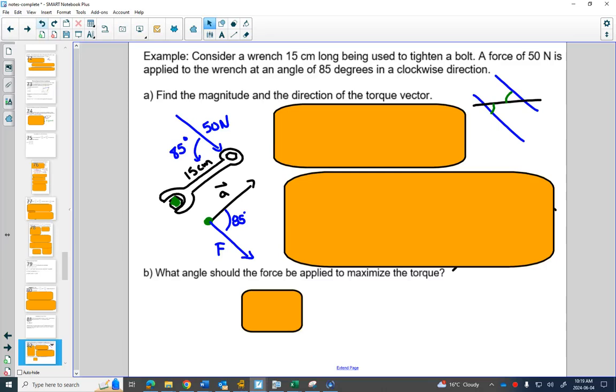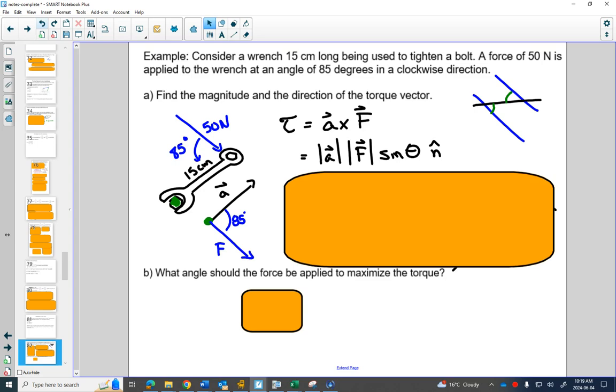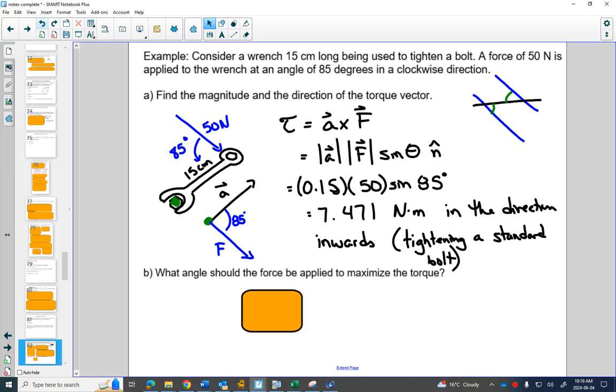Okay? So the fact that you have 85 degrees here, if I move this vector also on the bolt, that will be the angle between them. So now we have our cross product for torque. You'd have to change the length, 15 centimeters, to meters, because your units are Newton meters. Plug in all your values.